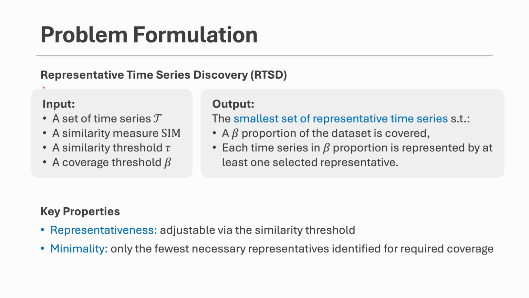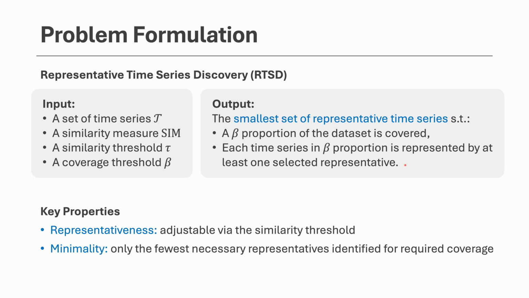Based on this, we define the representative time series discovery problem, RTSD. The input is a set of time series, a similarity measure, a similarity threshold tau, and a coverage threshold beta. The output is the smaller set of representative time series, such that at least a beta proportion of the dataset is covered, and each covered time series is represented by at least one selected representative.